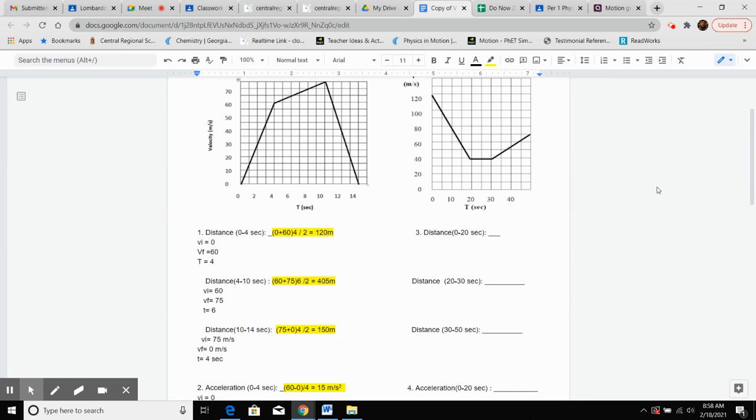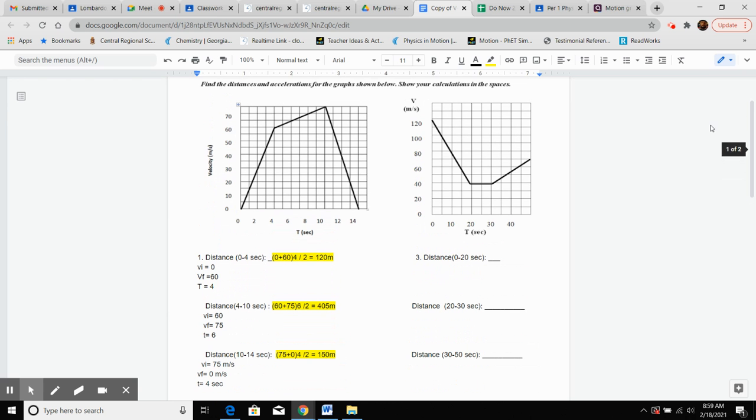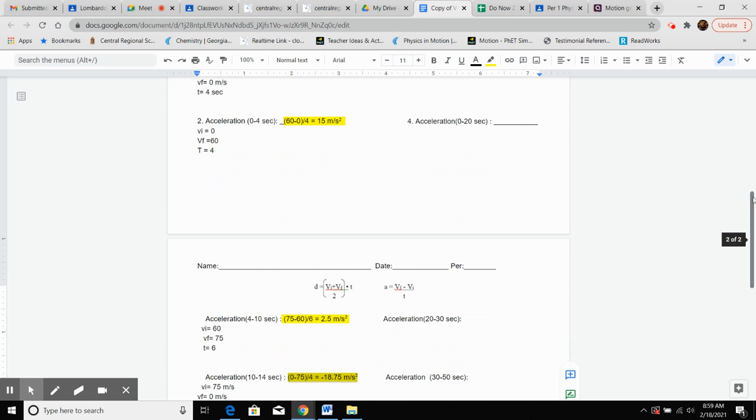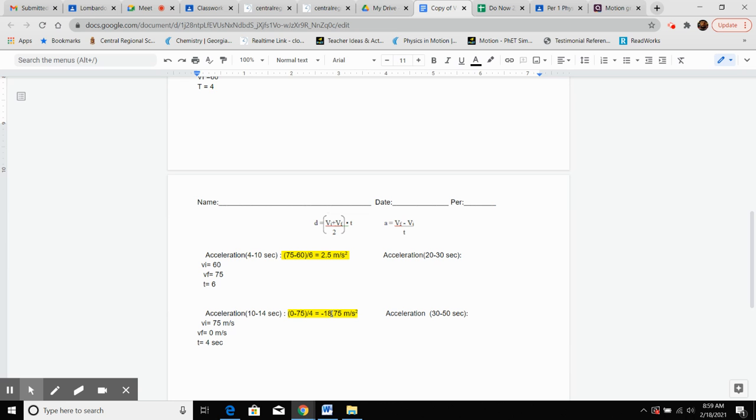All right, I'm going to just kind of go over those real quick. So these are what you should have for number 1. These should be your answers here. So make sure you guys copy those down. And then for number 2, we have these 3 accelerations. You should have, for the 0 to 4 seconds, 15 meters per second squared positive. For the 4 to 10 second range, you should have a 2.5 meters per second squared. And then for the 10 to 14 second range, it should be a negative 18.75 meters per second squared.